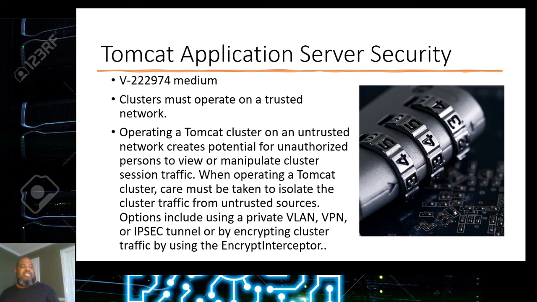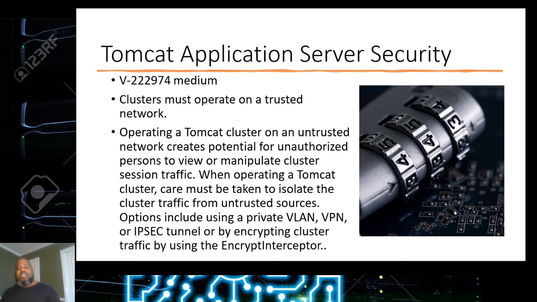Clusters must operate on a trusted network. Operating a Java cluster on an untrusted network creates potential for an unauthorized person to view or manipulate the cluster session traffic. When operating a Tomcat cluster, care must be taken to isolate the cluster traffic from an untrusted source. Operation includes using a private VLAN, VPN, IPsec tunnel, or by encrypting cluster traffic by using an encrypted interceptor valve inside the Tomcat web XML itself.